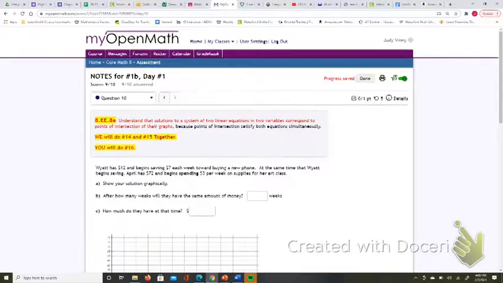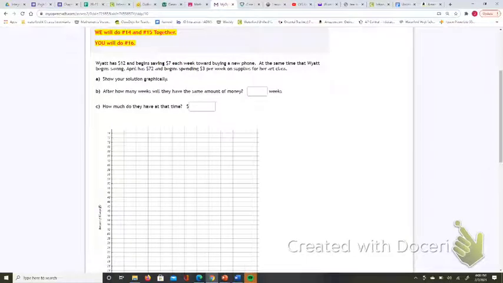And then finally, the last question. Wyatt has $12 and begins saving $7 each week toward buying a new phone. At the same time that Wyatt begins saving, April has $72 and begins spending $3 per week on supplies for her art class. So then we have to draw both of these graphs.